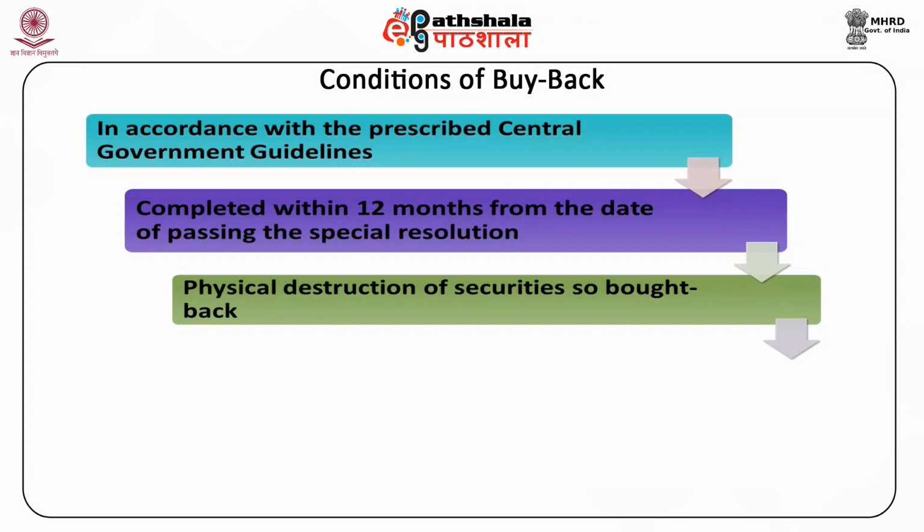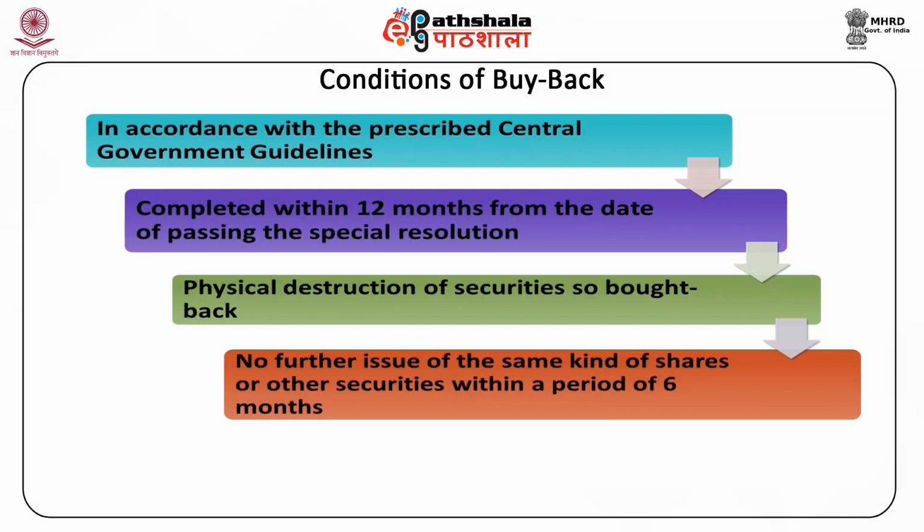K. Where a company completes a buyback of its shares and other specified securities, it shall not make further issue of the same kind of shares or other specified securities within a period of 6 months, except by way of bonus issue or in the discharge of subsisting obligations such as conversion of warrants, stock option schemes, sweat equity, or conversion of preference shares or debentures into equity shares.